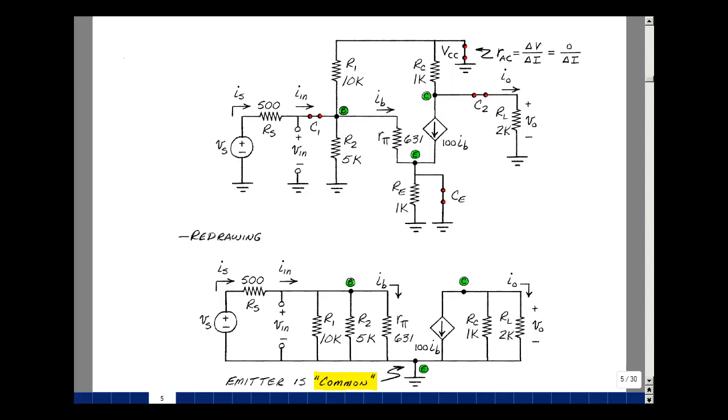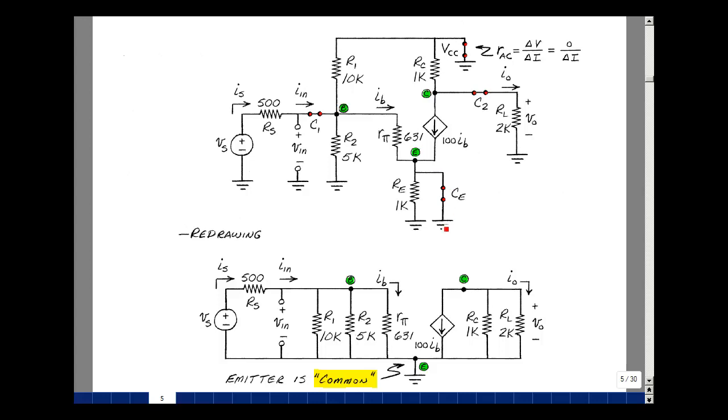This is called a common-emitter amplifier because what's common between the input and the output for AC signals is the emitter lead of the transistor. It's been shorted out by this capacitor. Shorting this capacitor bypasses the signal from R sub E. That's why we call this a bypass capacitor.